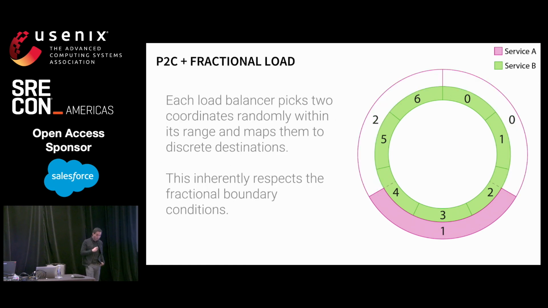This is where P2C really comes in handy. So each load balancer can now pick 2 coordinates within its range and map 2 discrete coordinates onto service B, for example, in this case. And because we're using this random process, we inherently respect these fractional load boundaries.